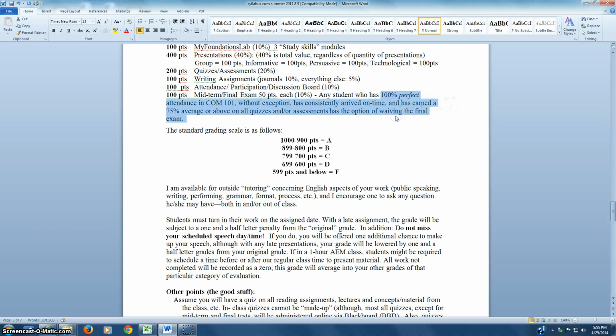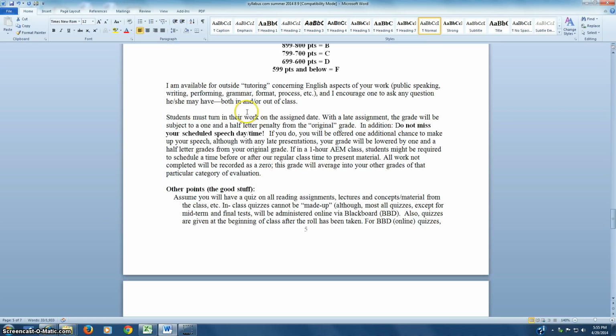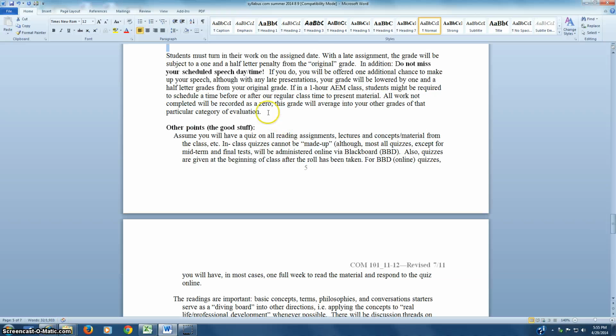Any student that has perfect attendance for all the classes and consistently arrives on time, and also has 75 or more for the weekly quizzes that we'll have online, can get out of the final exam if you wish. I'm available for outside tutoring on anything regarding public speaking, performing, formatting material, the writing process, the speaking process, grammar, anything that you need help on. I'm willing to help you. You're welcome to ask any question you have both in class or out of class as well.